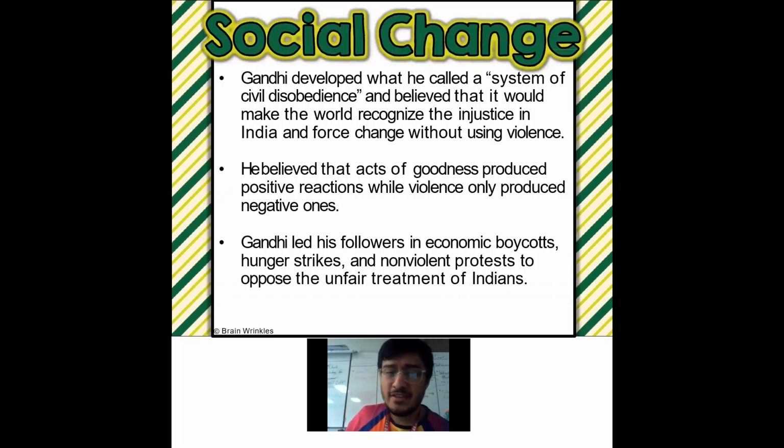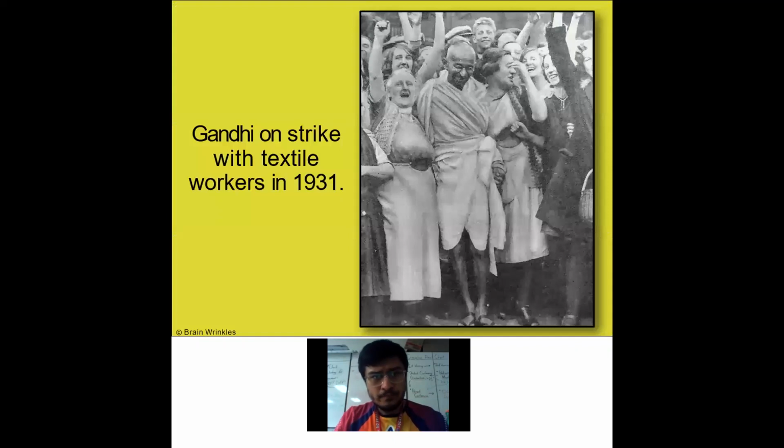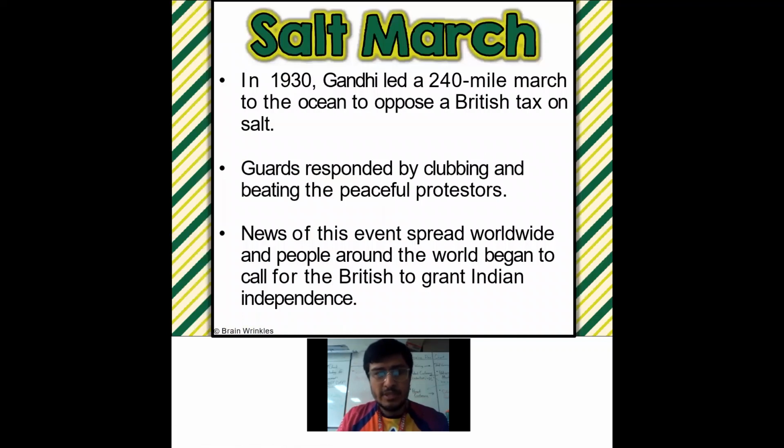Okay, social change. Gandhi developed what he called a system of civil disobedience and believed that it would make the world recognize the injustice in India and force change without using violence. He believed that acts of goodness produce positive reactions, while violence only produces negative ones. Gandhi led his followers in economic boycotts, hunger strikes, and nonviolent protests to oppose the unfair treatment of Indians. And here is Gandhi on strike with textile workers in 1931. Also take note of the garb here, just their culture and what they wear.